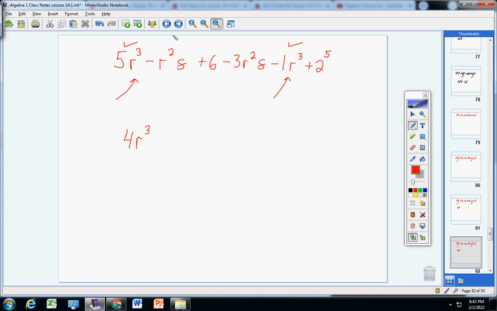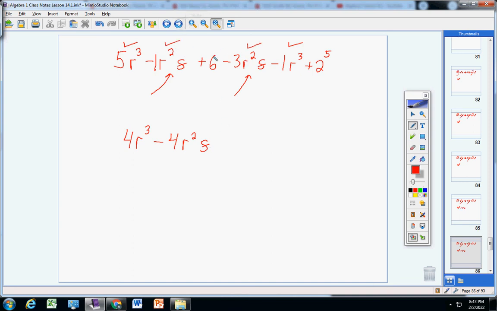Now, I'm going to check those off so I know I'm done with those. Now, r squared s to the 1, s to the 1. These are like terms. Remember, there's a 1 right here, so negative 1, negative 3. If you got to use a calculator, feel free to, it would be negative 4r squared s. And now check those off.